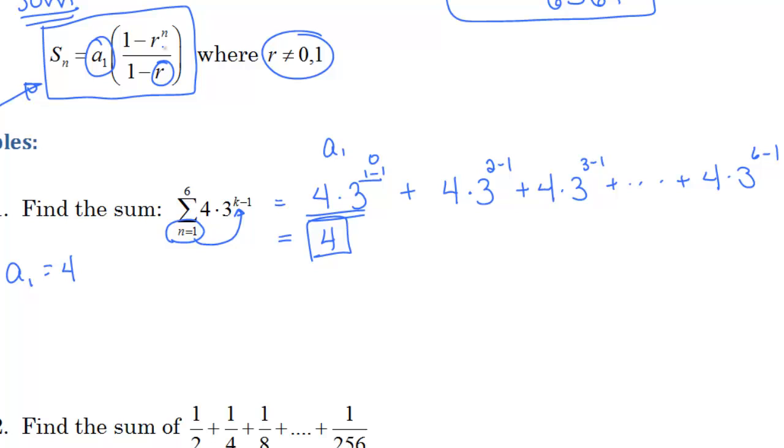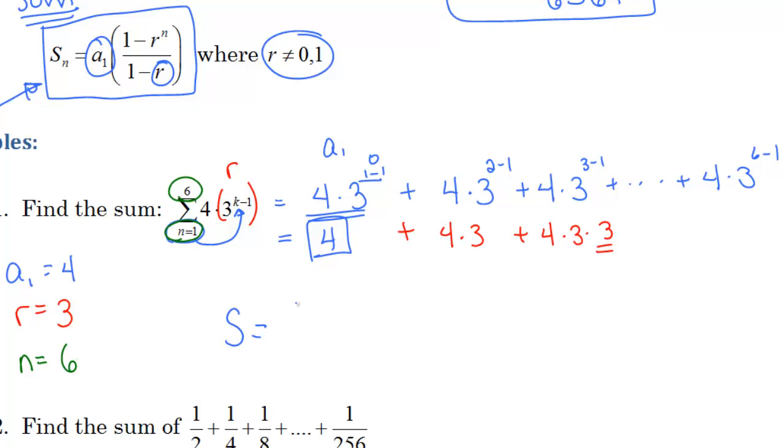Now here's the biggest hint I can give you. You could write this out, but if it's in sigma notation, whatever has the exponent on it, that's going to be r. R is going to be 3. Convince yourself. That's going to be 4 times 3. That's going to be 4 times 3 times 3. You're multiplying by 3 every time. And then you need to know n. Well, if you start at 1 and go to 6, n is 6.